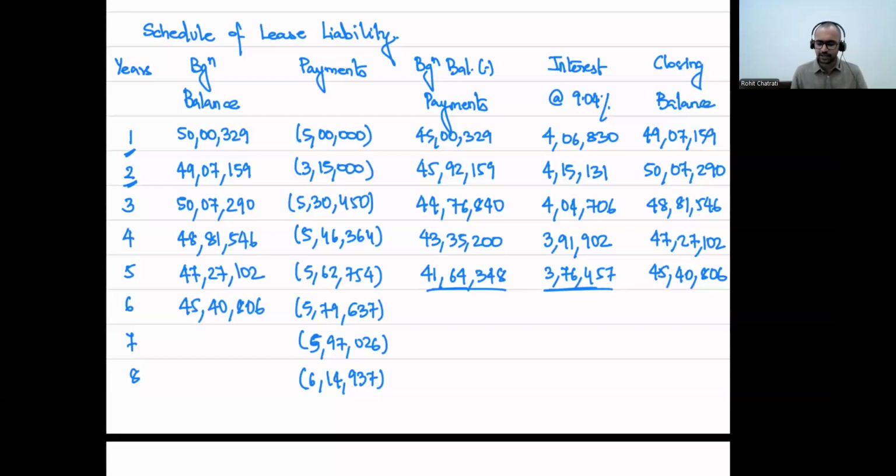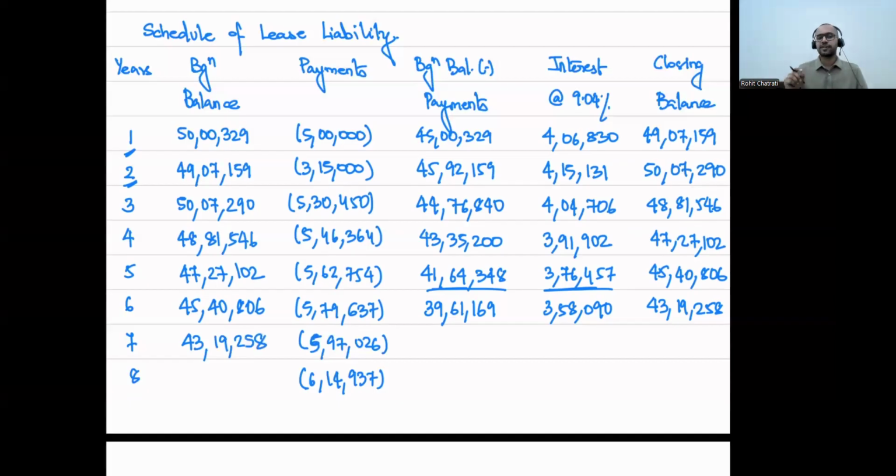Now at the beginning of year 6, I make a payment of 5,79,637. Therefore, the beginning balance less payments is 39,61,169. On this, we again have an interest of 9.04 percentage, which is equal to 3,58,090, and the closing balance will therefore become 39,61,169 plus 3,58,090, which is equal to 43,19,258. That becomes the beginning balance for year 7.